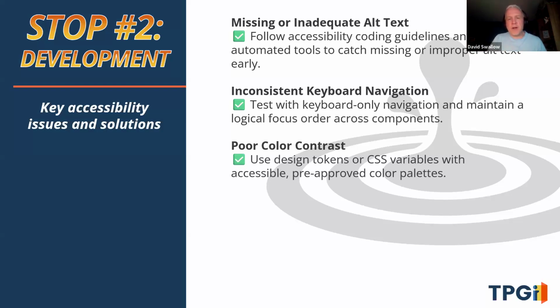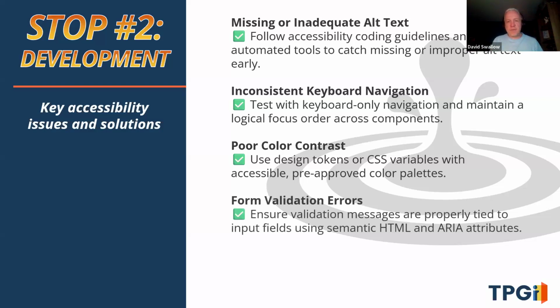Poor color contrast. So colors and styles might be hard-coded without adhering to contrast requirements. And the ripple effect of that is that testing might catch it, but fixing it often requires significant rework of components and designs. So what should happen? Developers could use design tokens and CSS variables with pre-approved accessible color palettes.